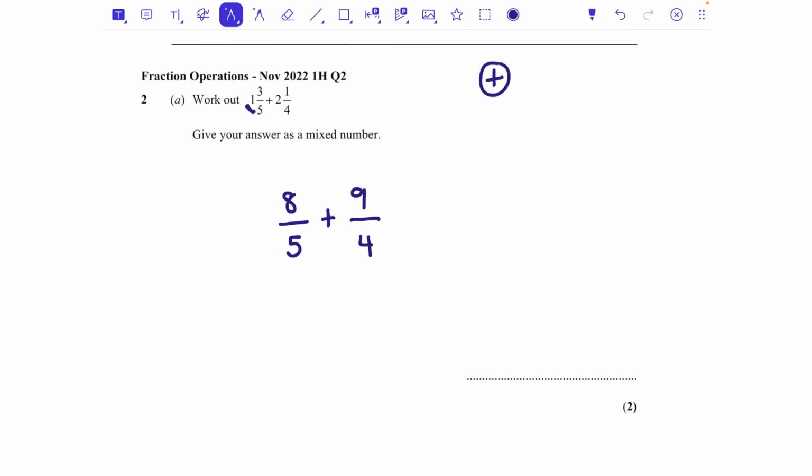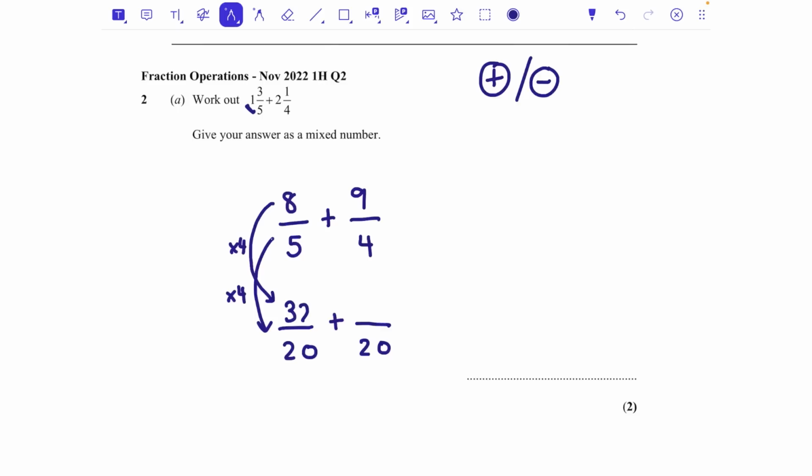When you're adding or subtracting, you're making the denominators the same. So I'm going to make both of these out of 20. 20 is the first number that's in the 5 times table and the 4 times table. I've multiplied the first fraction by 4 to make it out of 20 on the denominator, so I also need to multiply the numerator by 4, and that's going to keep these fractions equivalent. So 32.